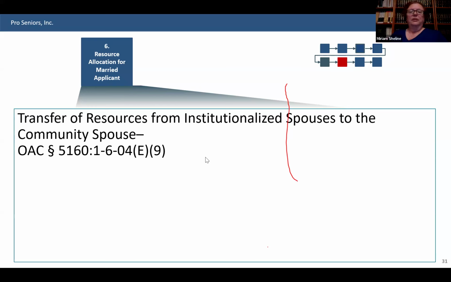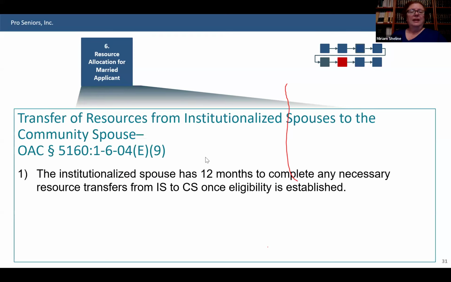Okay. So, a couple of different extra rules. Do you have to transfer the IS's share at the time of the allocation? The answer is no, because they look at whoever's name is on the title as joint, regardless of who actually owns it. But you have a period of 12 months of protected eligibility.